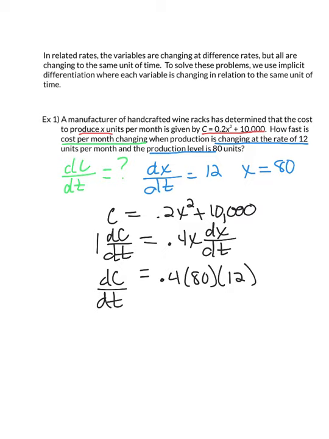Do that multiplication and you will get dC/dt equals $384 per month, since our unit of time was month. So the cost will be changing by $384 per month at exactly the moment when the rate of change is 12 in production and production is 80 units.